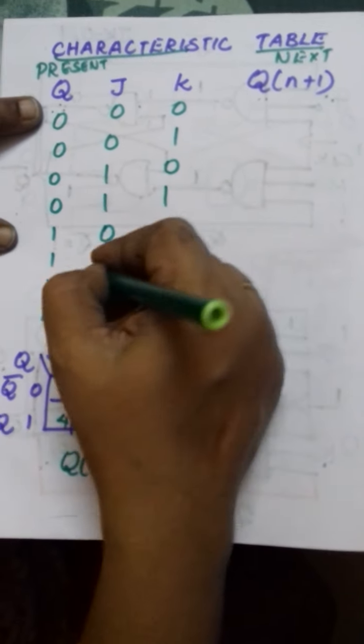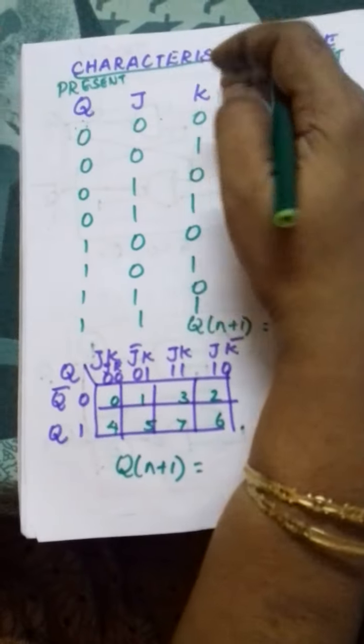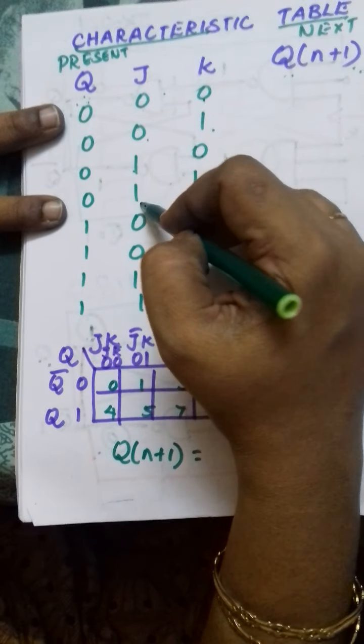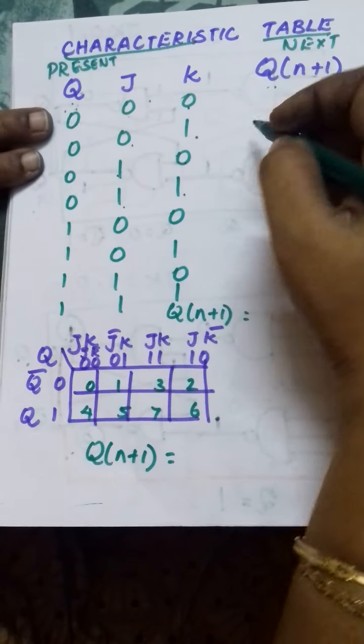J and K will be 0 0, 0 1, 1 0, 1 1. Okay, now just recollect the truth table. 0 0, no change. 0 1, reset. 1 0, set. 1 1, toggle. So this you memorize and have it down.